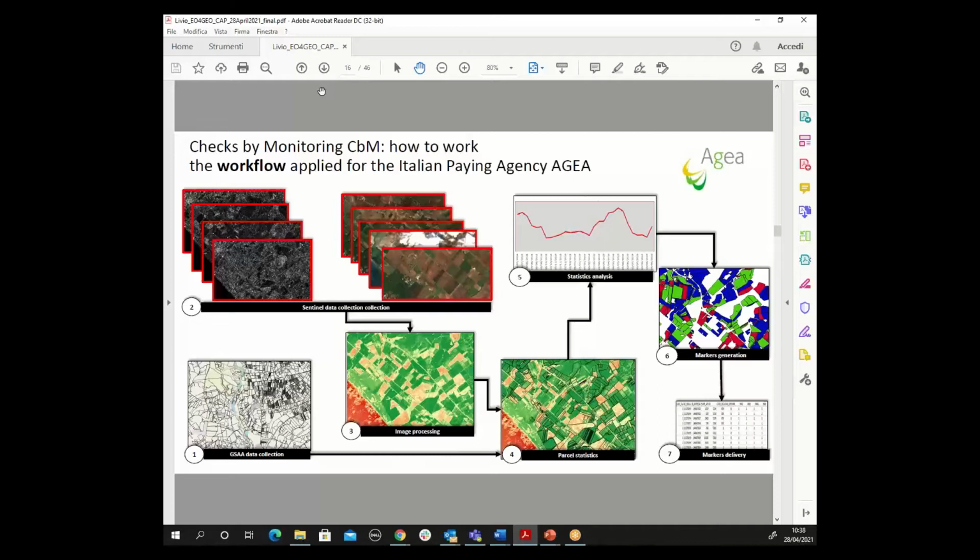So in this way, we can reach more or less 97-98% of green flags, which means we can pay, and some other yellow to be investigated further, or directly red, because it was clear that that terrain was not cultivated at all.